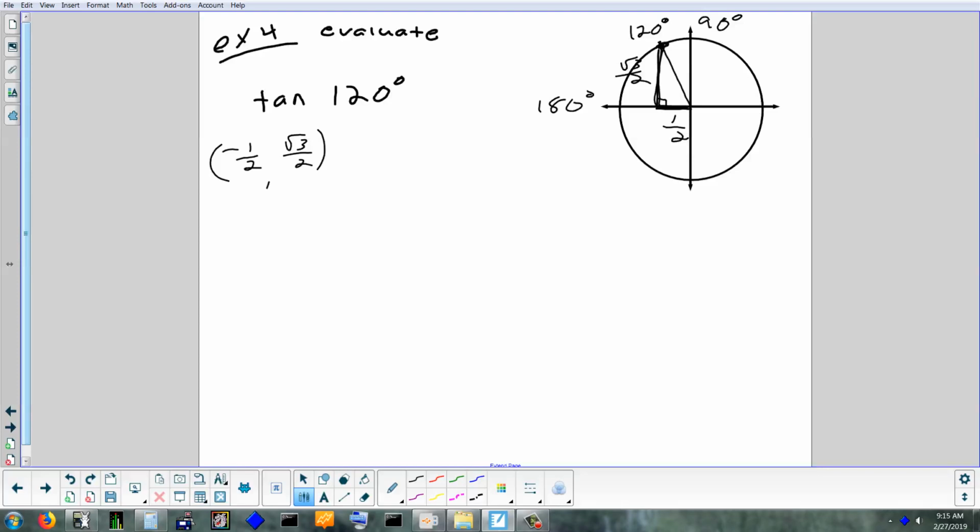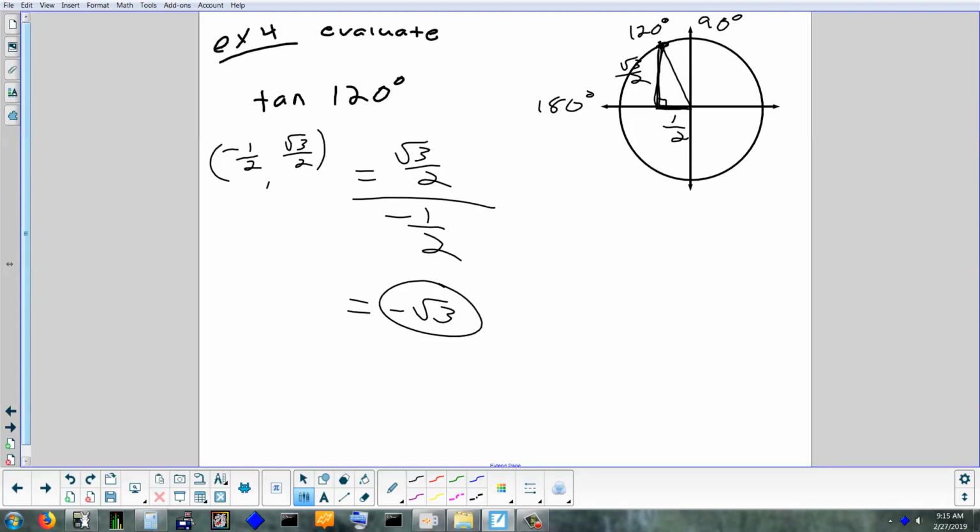Allie, what's the formula to find tangent? Y over x. So we want y over x. Okay, and when I divide those out, Jasmine, what's going to happen? The 2's cancel out. 2's are gone. And what do I end up with? Negative square root of 3. Yep. And that's it. So the tangent of 120 is the negative square root of 3.